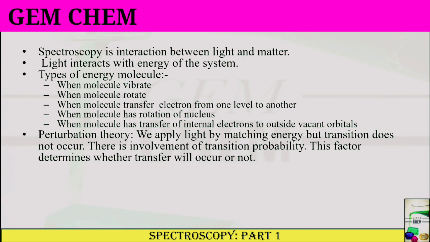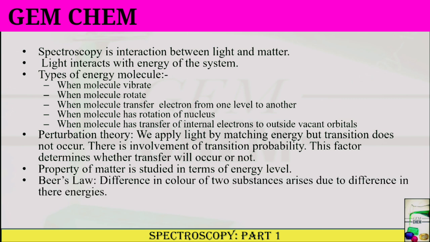So in order to understand it better, property of matter is studied in terms of energy level. For example, from rotational energy of a molecule, it is easy to determine its rotational structure. Next, which is important to understand spectroscopy, is Beer's law, which states that the difference in color of two substances generally occurs due to the difference in their energies. And X-ray spectroscopy generally gives us the data that electrons present in the inner orbitals are being ejected.